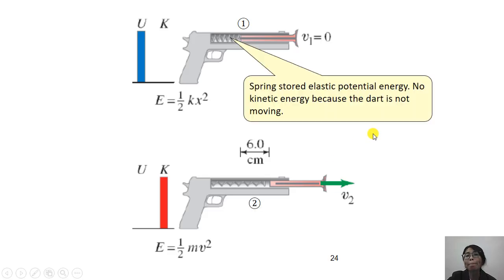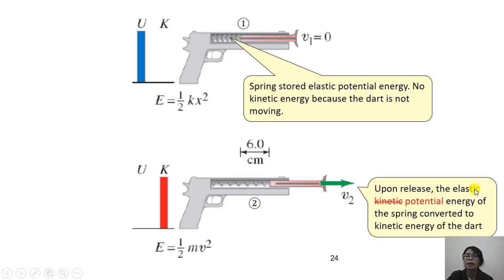Same goes for this one. When we compress the spring, it stores elastic potential energy. There will be no kinetic energy because the tub is not moving. So the only energy for the system is the elastic potential energy. Upon release, the elastic potential energy of the spring is converted to the kinetic energy of the tub. That's why the tub will move off with a certain velocity. So we can see obviously there is a change of energy from elastic potential energy to kinetic energy.